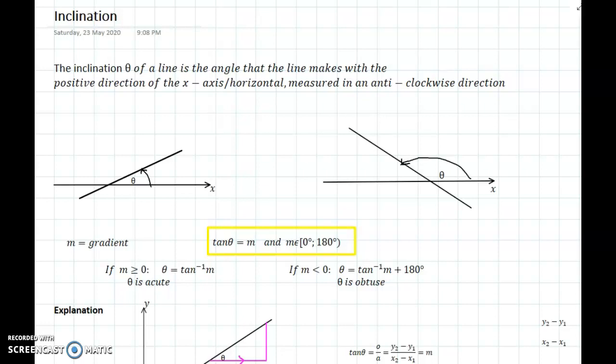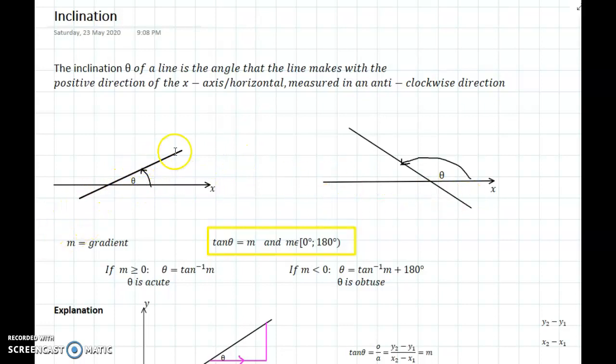The inclination of a line is really the angle that the line makes with the positive direction of the x-axis, and it's measured in an anti-clockwise direction. So here we have our line, there's the x-axis, this is the positive direction of the x-axis, that would be the negative direction. So the angle is here between the line and the positive direction of the x-axis, or any line that is horizontal to the x-axis will yield the same angle.